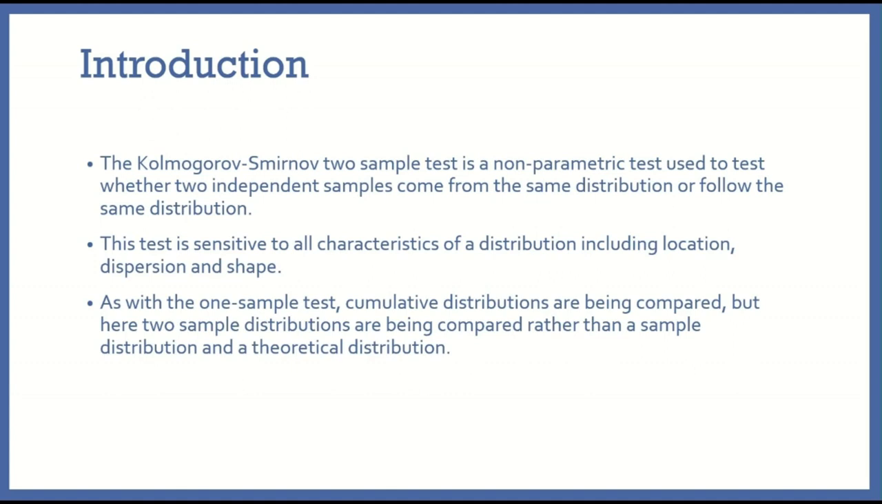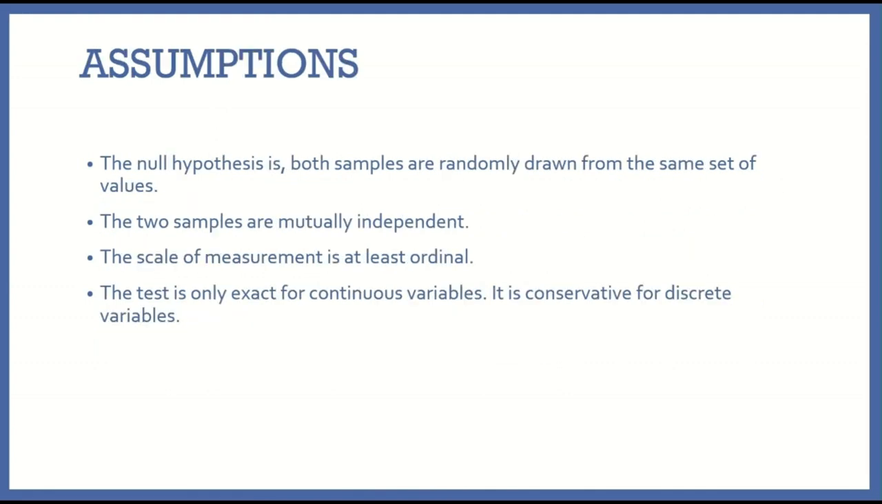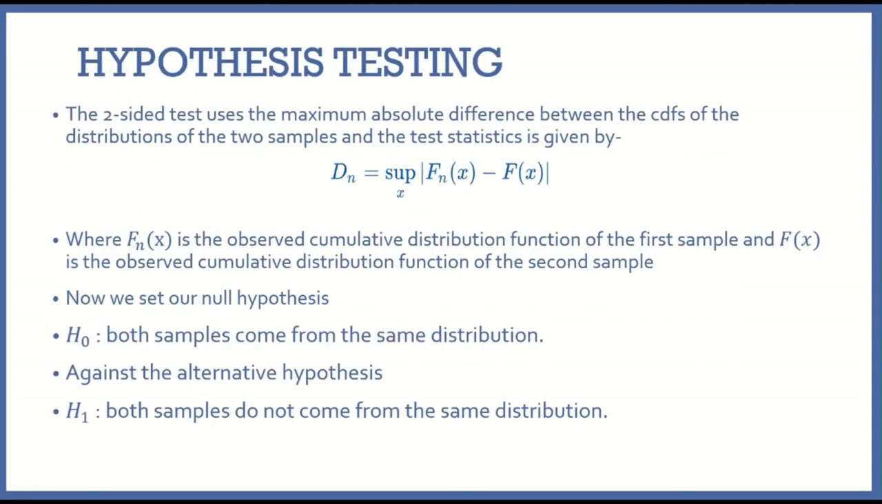As with the one-sample test, cumulative distributions are being compared, but here two sample distributions are being compared rather than a sample distribution and a theoretical distribution as in the one-sample test. Assumptions. The null hypothesis is that both samples are randomly drawn from the same set of values. The two samples are mutually independent, the scale of measurement is at least ordinal, and the test is only exact for continuous variables. It is conservative for discrete variables.